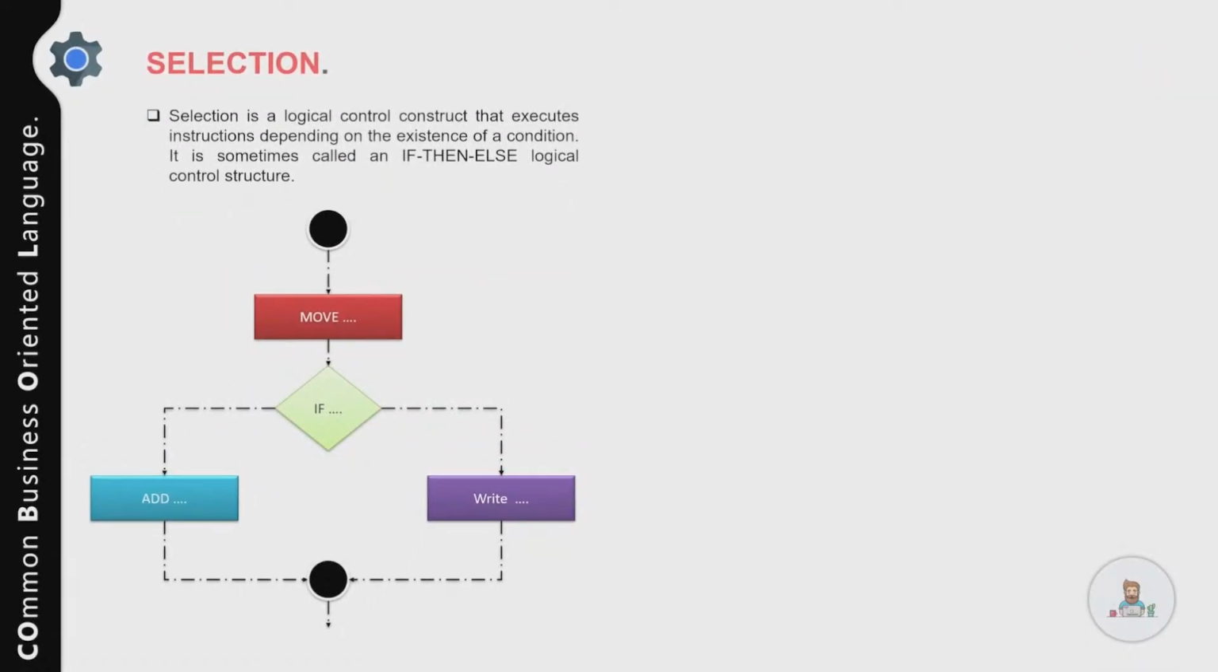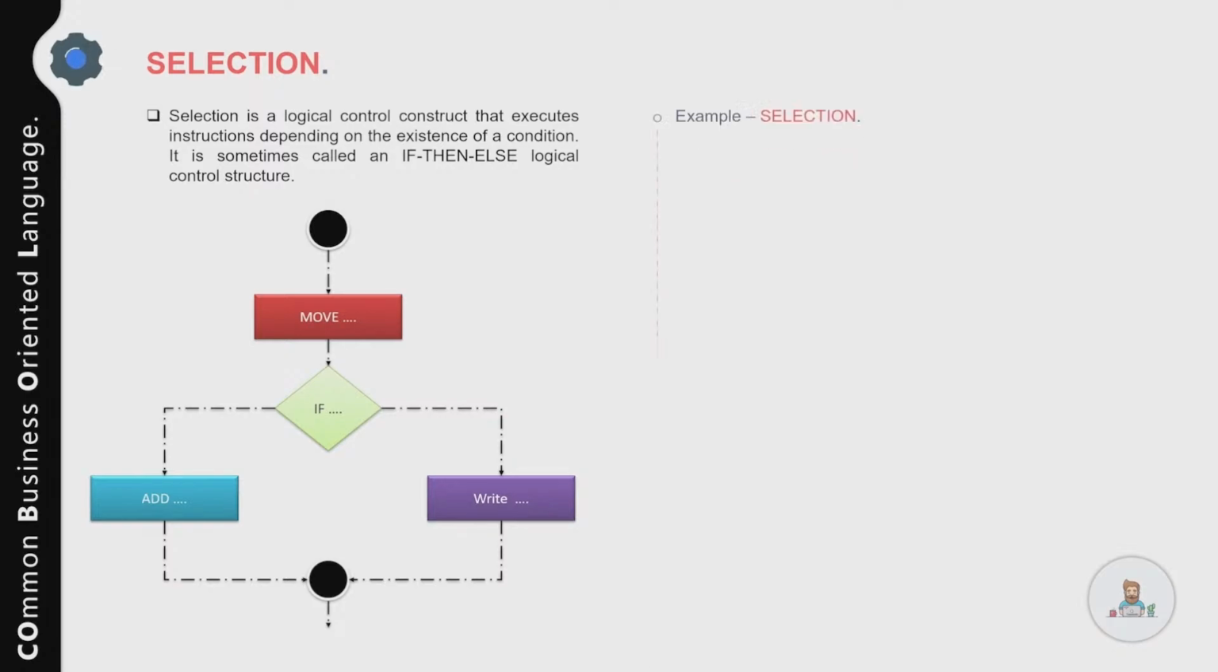So selection is a logical control construct that executes instructions depending on the condition. It is also called the if-then-else logical control structure. In the following example, you have a move statement that will be executed first, and after that, based on a condition, that is the if-then-else statement, either the add statement or the write statement will be executed. Now let me showcase that with the help of an example.